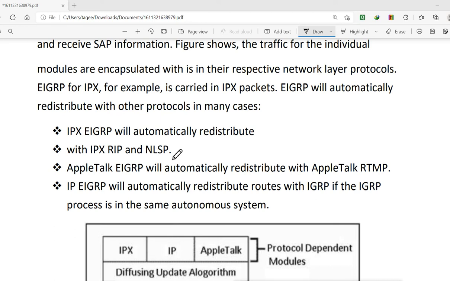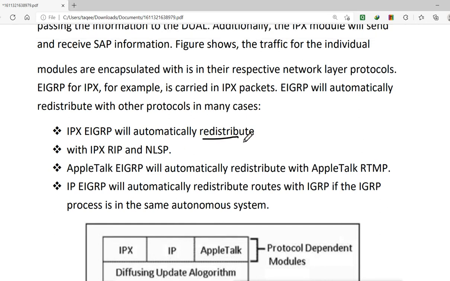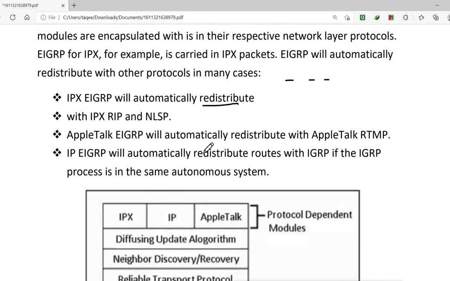So if it is configured with another protocol, it can do redistribution. Redistribution, very simple, is the feature which makes routing possible between different protocols, like EIGRP with RIP and OSPF. Normally we configure the same protocol on all these routers, but we can do routing between other protocols by using redistribution. EIGRP does this automatically. In other protocols you have to configure it manually.